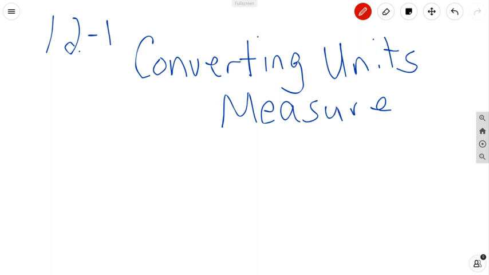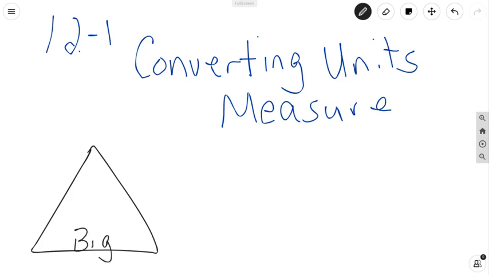Now, we've kind of done this earlier in the year when we converted meters to centimeters, or centimeters to millimeters, and vice versa. And there was one very, very important thing that we needed to memorize, and it had to do with this particular concept. I'm going to draw you this triangle, and I'm going to explain it. If this is the big end of the triangle, and this is the small end of the triangle.